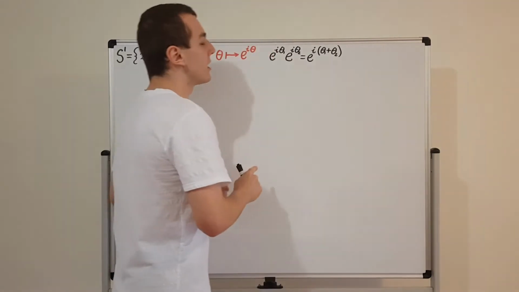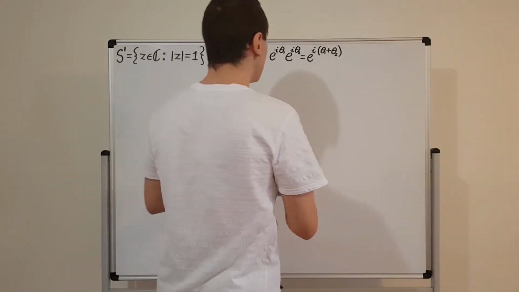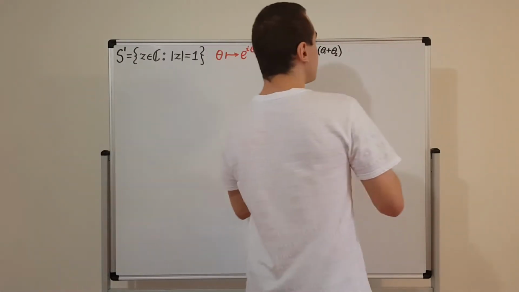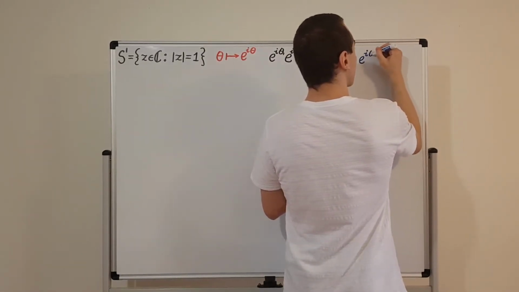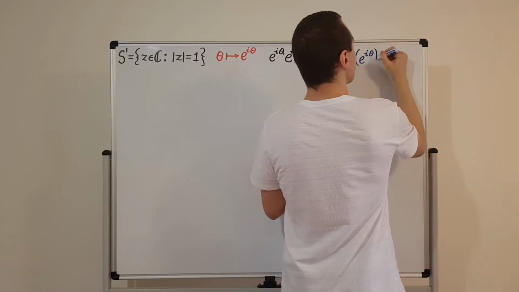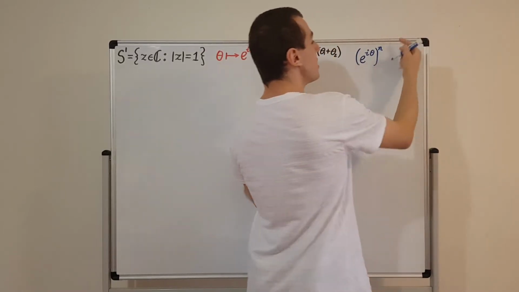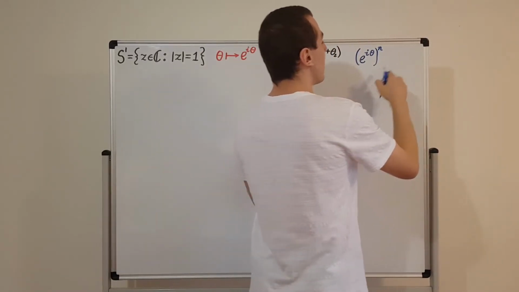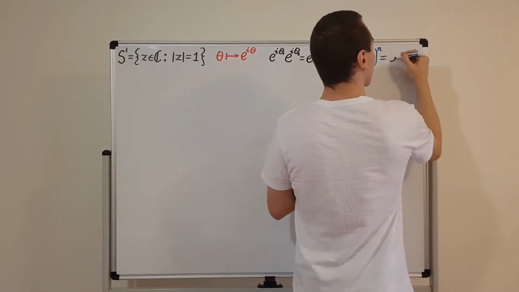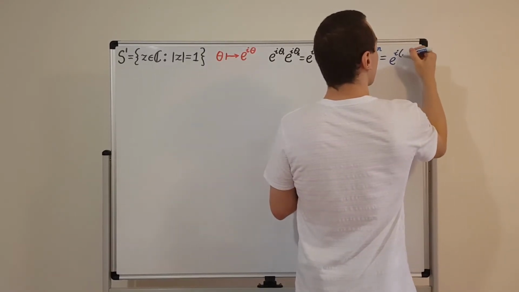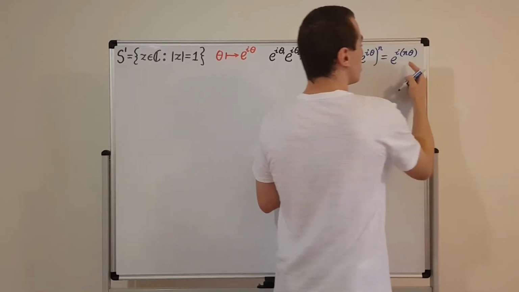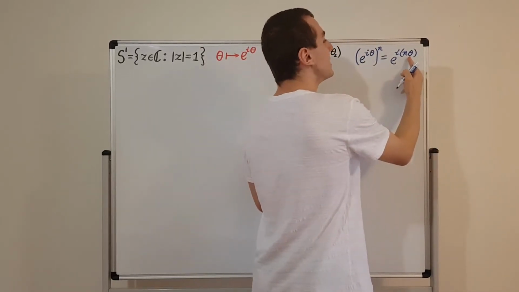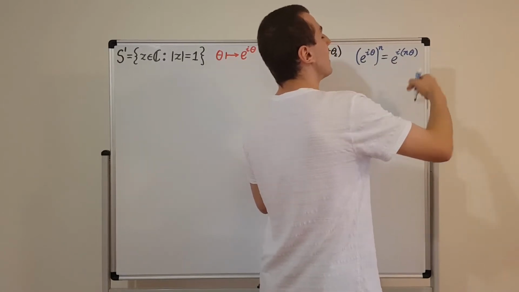But I want to write down another property that follows from this property. If we take the same number, e to the i theta, and multiply it n times, we exponentiate it, this repeated multiplication is the same as e to the i n theta. So inside over here, we have repeated addition. We are adding theta to itself n times.